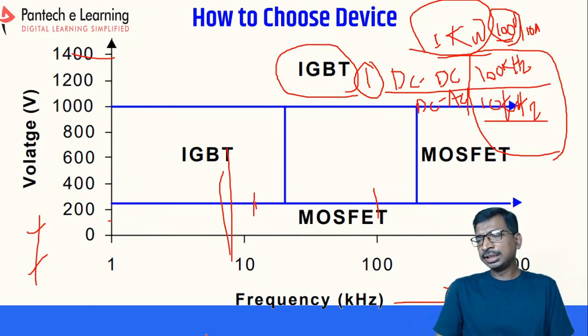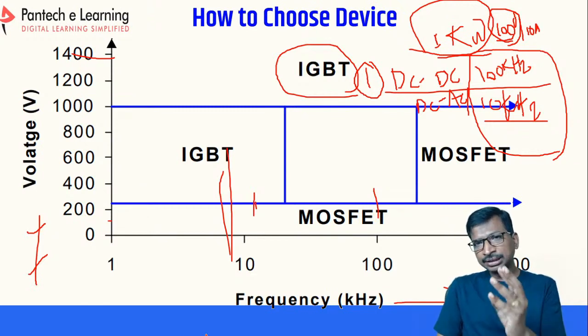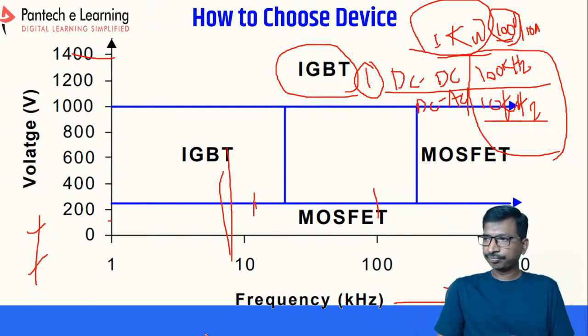Right. So the key takeaway from the slide is that based on your application, voltage rating and frequency, you can choose the component. You can choose any devices, any make.